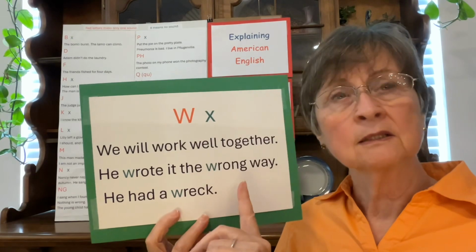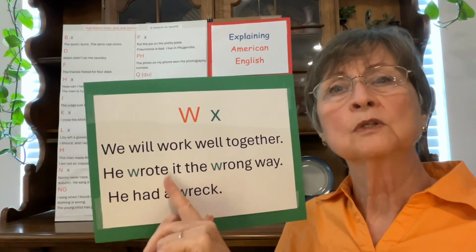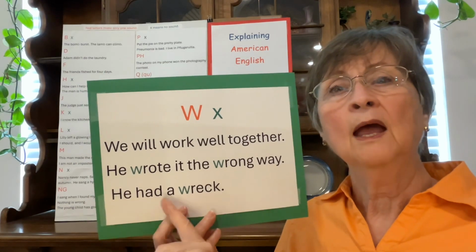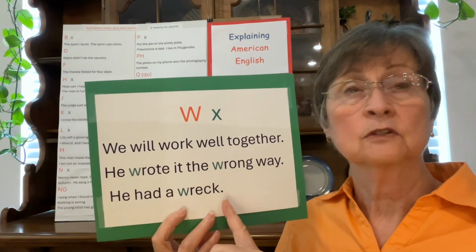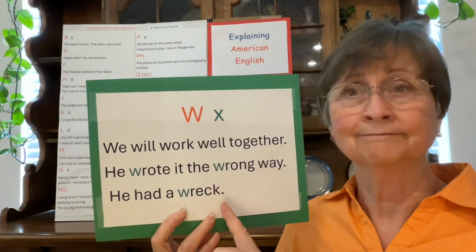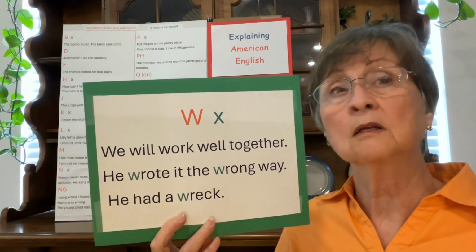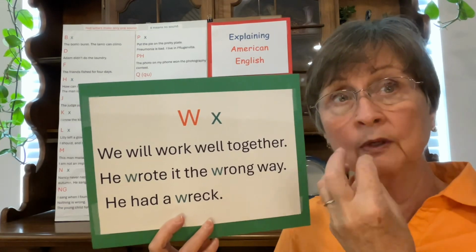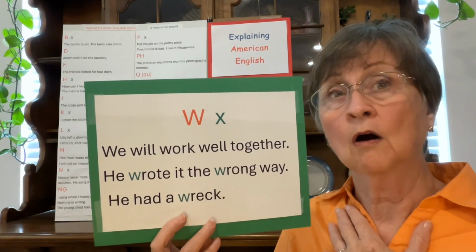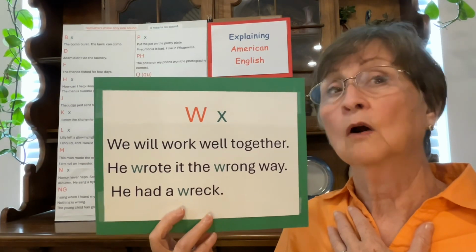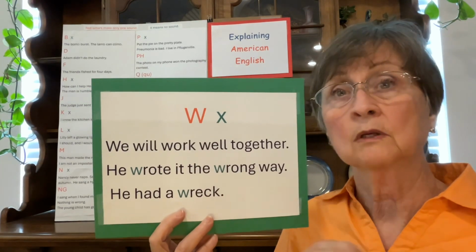Sometimes it's silent. He wrote it the wrong way. He had a wreck. So sad. He had a wreck in his car. He wrote. See, it's an R, but not a W. Even though my lips look like they're pulling in, I'm only setting it for the R. He wrote it the wrong way. So the W is silent.